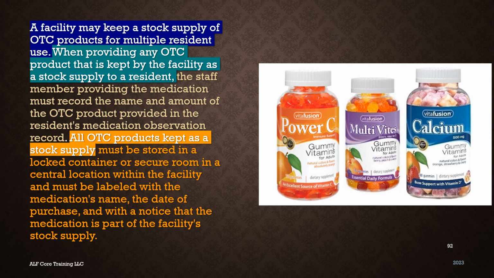All OTC products kept as a stock supply must be stored in a locked container or secure room in a central location within the facility, and must be labeled with the medication's name, the date of purchase, and the notice that the medication is part of the facility's stock supply.